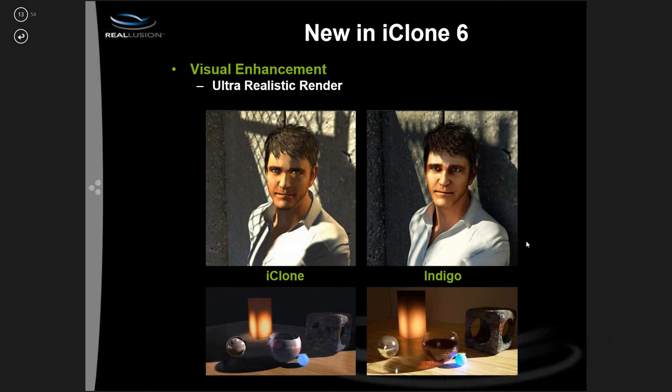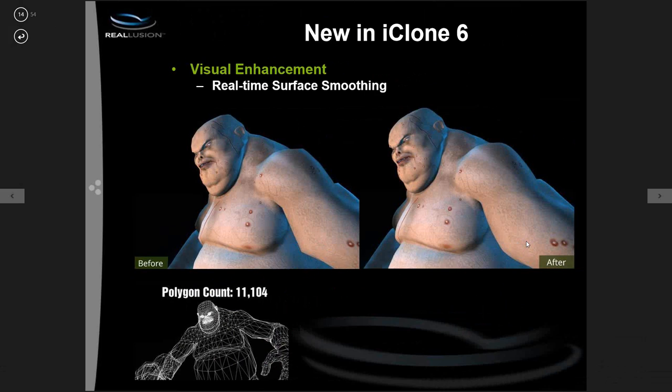So I talked about Indigo, which is the photorealistic render engine, and you can see the difference between the renders in iClone and Indigo. So if you want ultra-realistic renders, you can go and look into the Indigo stuff as well. And there's real-time surface smoothing. If you pay attention to the edge of this ogre's shoulder there, you can see there's a bit of smoothing out, and iClone does this in real time, which is really nice, really neat.